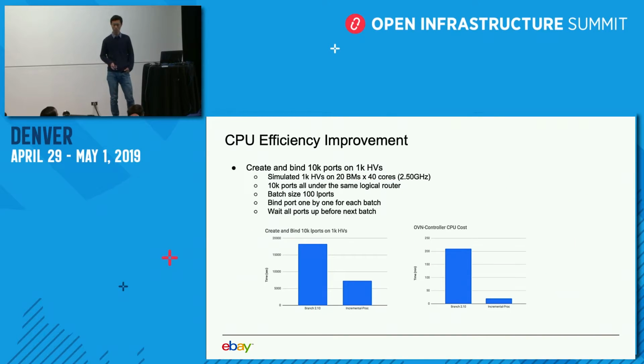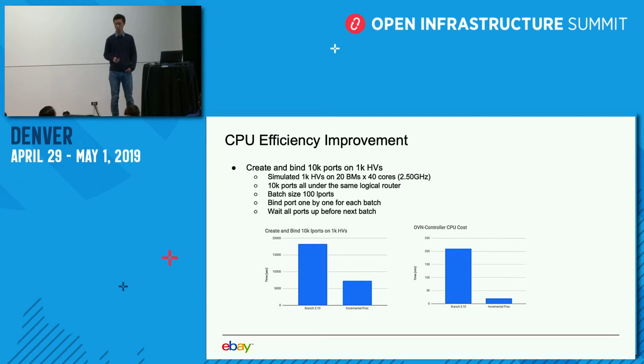So anything related to a VM or pod container going up and down is handled incrementally. With this change, we did scalability testing in an environment with 1K simulated hypervisors on 20 bare metals, creating and binding 10K ports on these 1K hypervisors. And we compared with the version that didn't have it, and it's a very impressive improvement.